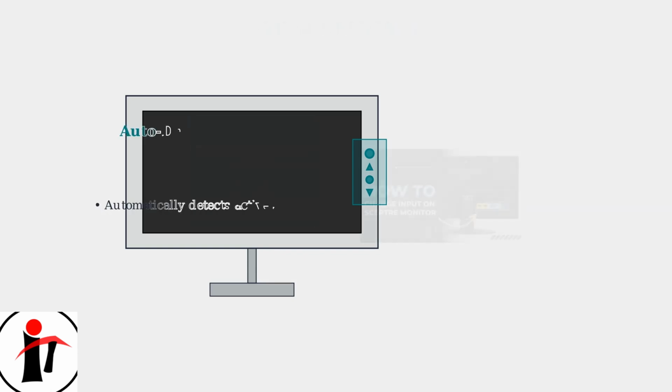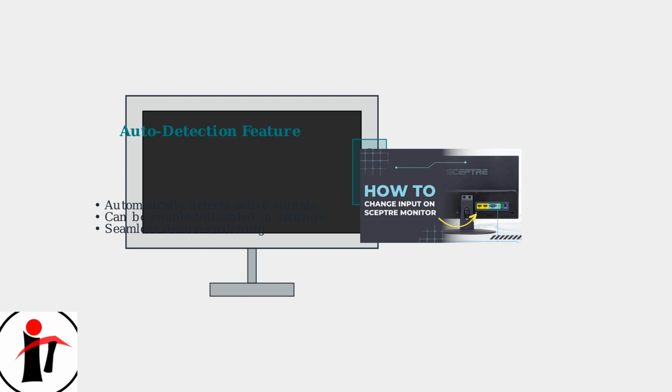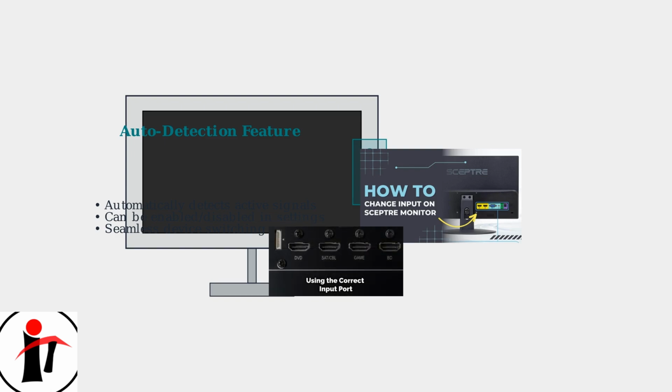Many newer Sceptre monitors also feature auto detection, which automatically switches to active input sources and can be enabled or disabled in the monitor settings. These methods work with all common input types, including HDMI, DisplayPort, VGA, and other connections available on your Sceptre monitor.